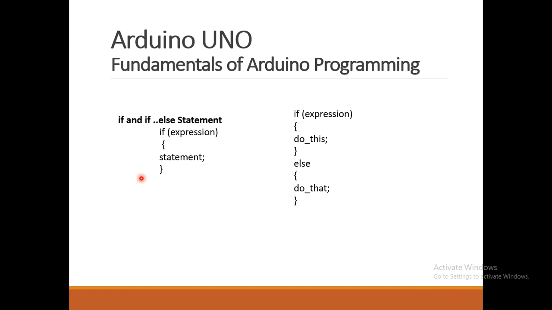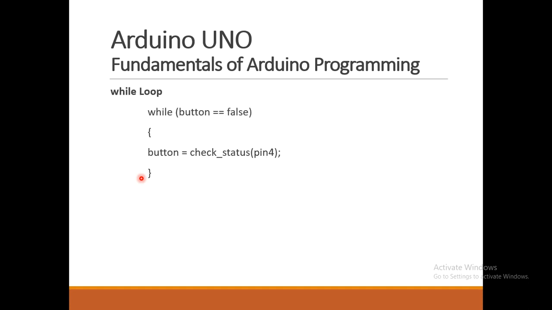Now, if statement: to check the conditions, you have to use the if statement. There are two syntaxes: simple if and if else statement. Simple if is followed by the expression, followed by the statement to be executed when the condition or expression becomes true. So this is all you need to know about the if statement. Second one is the while loop. In a while loop, until the condition is false, the loop will be executed.